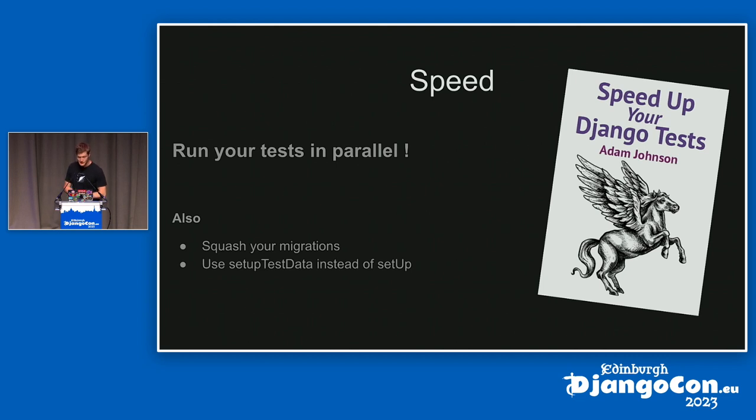If your CI is really quick, that means a quicker feedback loop. If something's broken, you can fix it more easily. So this is really not to be underestimated. I think one of the best ways to do it, I don't want to spend too much time talking about this because our very own Adam Johnson, sitting in the front row, has written a fantastic book, which you should all go and buy, to speed up your Django tests. For us, the single biggest thing that made an impact is running the tests in parallel.